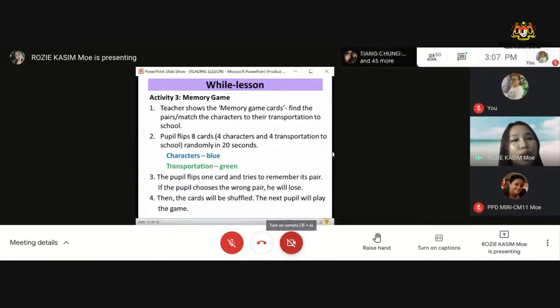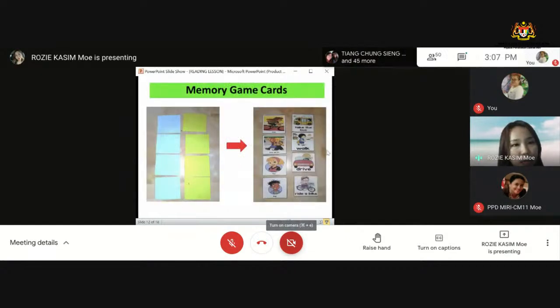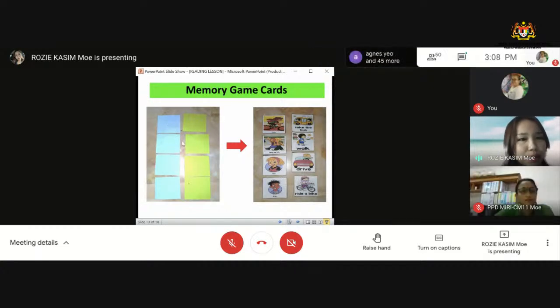So I will show you the memory game cards. Okay, here the blue cards are the characters and the green cards are the transportation to school, how they go to school. So the pupils will flip this card, flip and then put it back, flip, flip, and then they will try to remember the pairs. They need to match the characters to the transportation. If they fail to do so, if the pair is wrong, the next pupil will proceed.